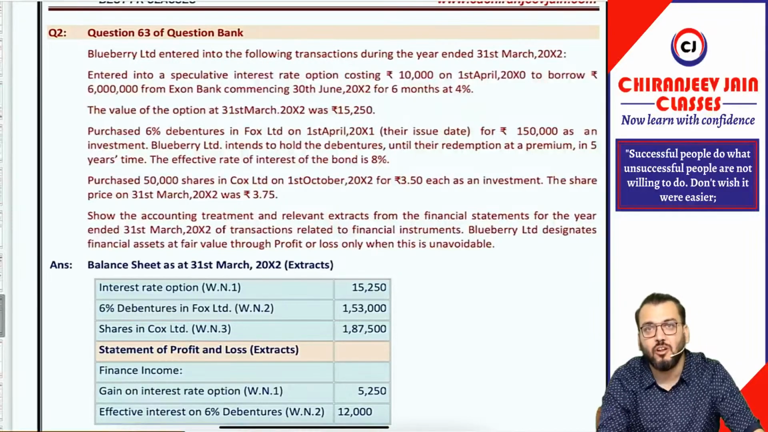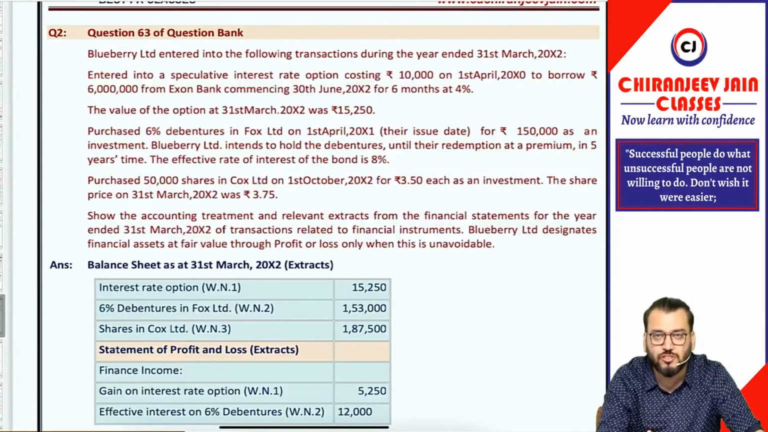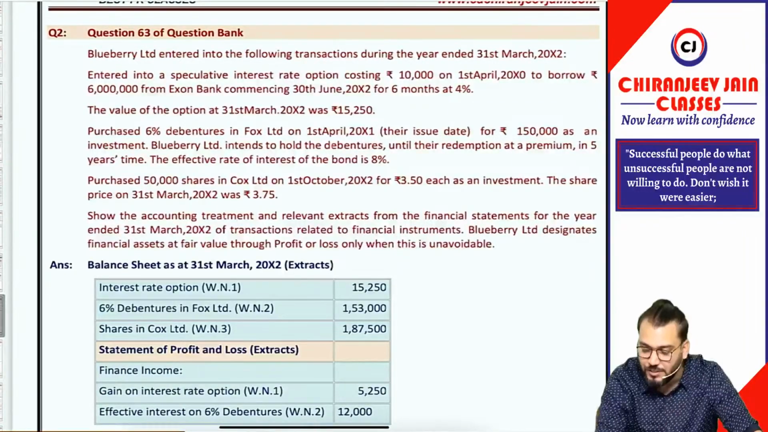Once again the discussion on expected questions of the financial instrument chapter. Last day, we did the discussion on the same chapter, but we took the questions related to financial asset, financial liability, and compound financial instrument. Today we'll take the balance questions of this chapter, which are expected from my point of view. Got it?